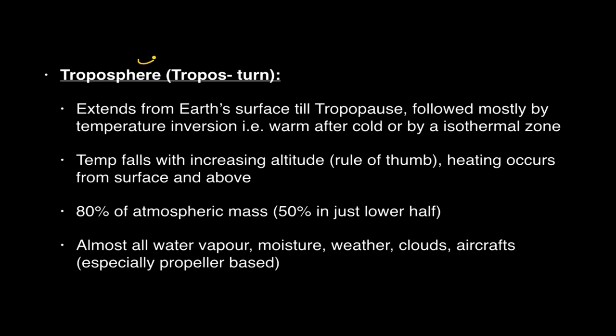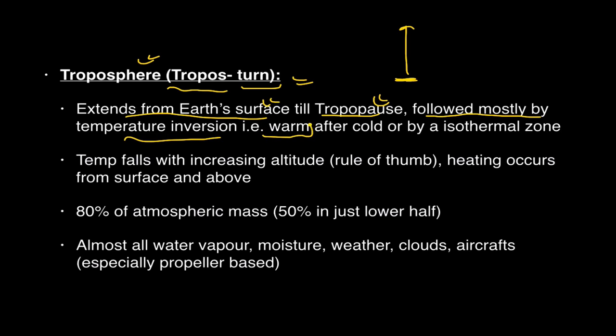So now dealing with the troposphere, tropos means turn. It extends from the Earth's surface till the tropopause. Is that absolutely understood? So starting from the Earth's surface, that is ground level, till the tropopause, we have this troposphere. It is followed mostly by temperature inversion, that is warm after cold, because the tropopause reaches a temperature of minus 60 degrees Celsius and in the stratosphere the temperature rises. So this is called temperature inversion. Other examples of temperature inversions are also there. We will deal with it in geography. Or it is followed by an isothermal zone where the temperature remains the same.